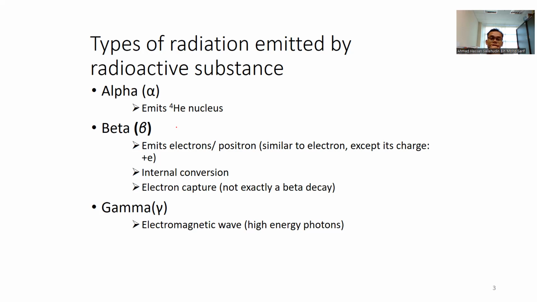Alpha decay is the emission of an alpha particle, which is exactly the helium-4 nucleus. Nucleus means that it is charged. Okay? This is not a helium atom. This is a helium nucleus, so it is without electrons.